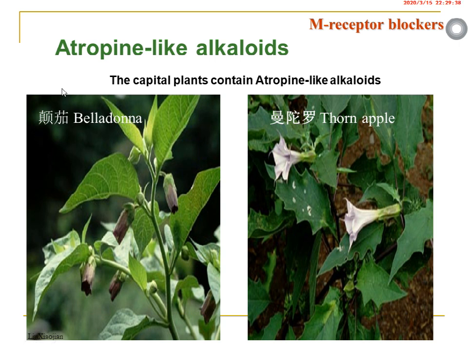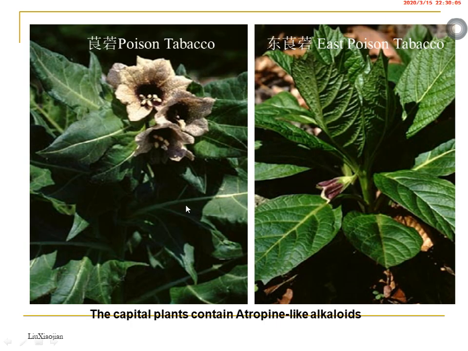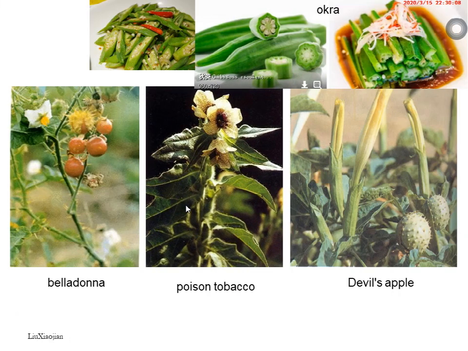Actually, in the world, many plants contain substances that have effects like atropine. These substances in the plants are called atropine-like alkaloids. The plants containing atropine-like alkaloids include belladonna, sun apple, poison tobacco, East poison tobacco, and devil's apple. There are many plants containing this substance.